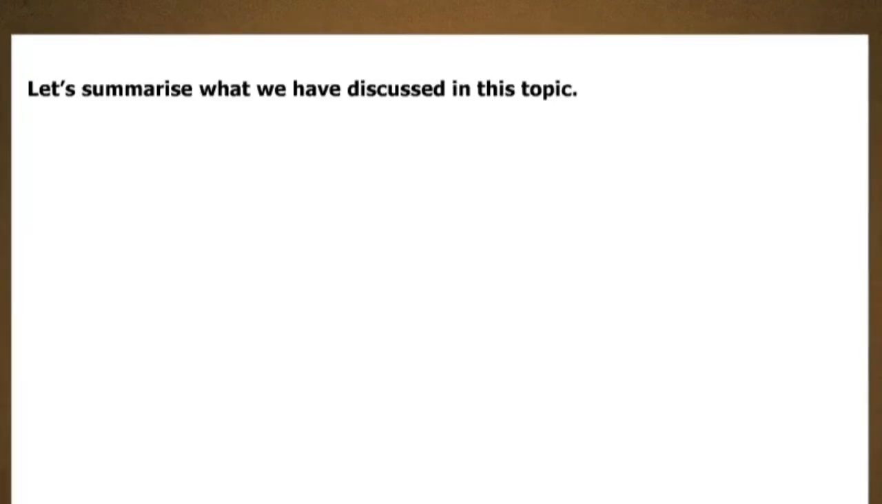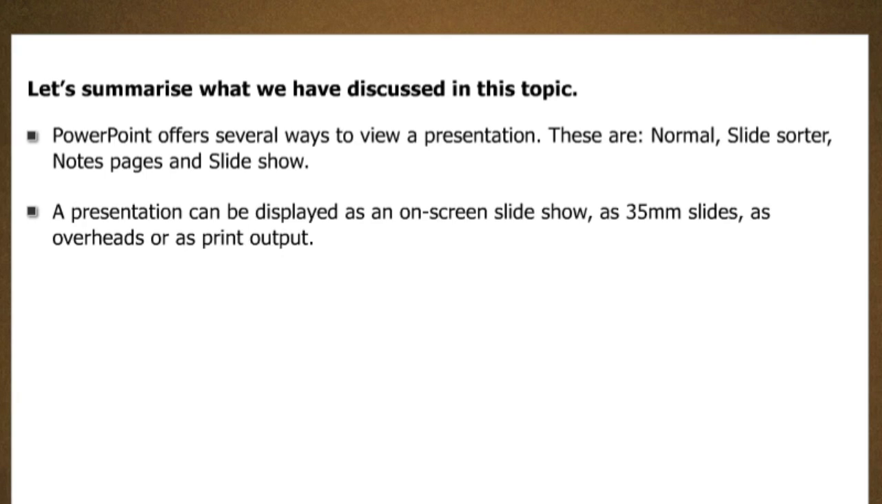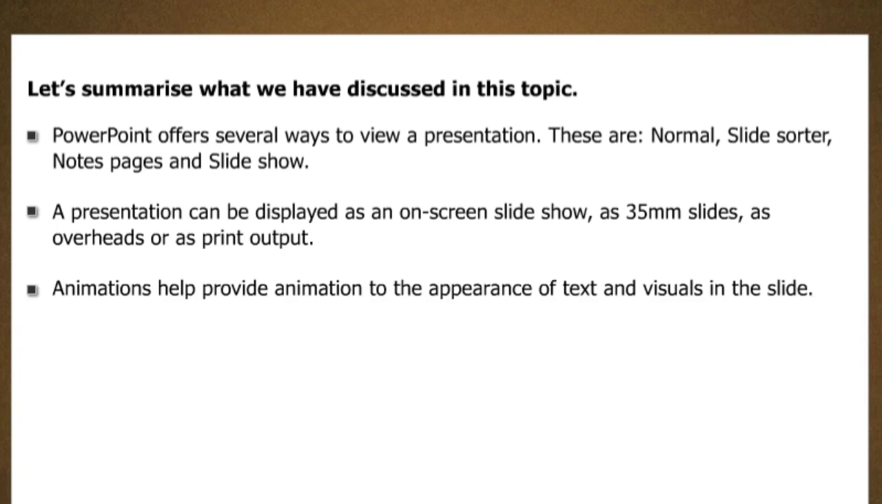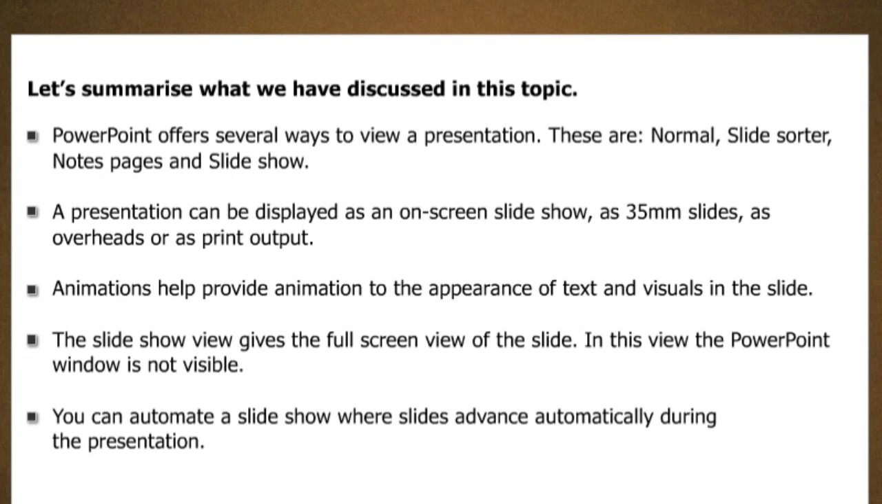Let's summarize what we have discussed in this topic. PowerPoint offers several ways to view a presentation. These are Normal, Slide Sorter, Notes Pages, and Slideshow. A presentation can be displayed as an on-screen slideshow, as 35 mm slides, as overheads, or as a printout. Animations help provide animation to the appearance of text and visuals in the slide. The slideshow view gives the full screen view of the slide. In this view, the PowerPoint window is not visible. You can automate a slideshow where slides advance automatically during the presentation.